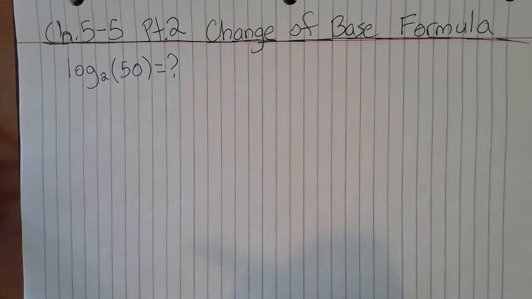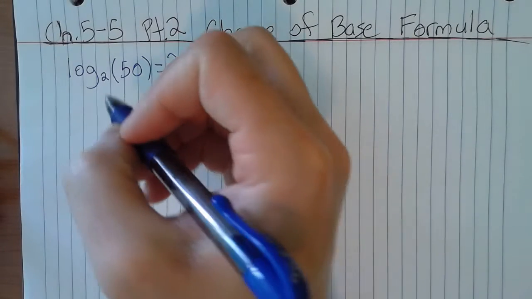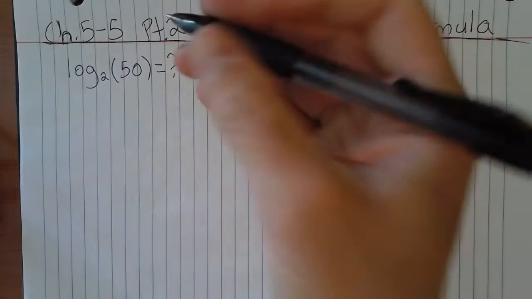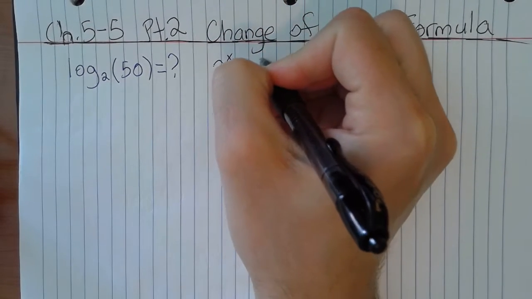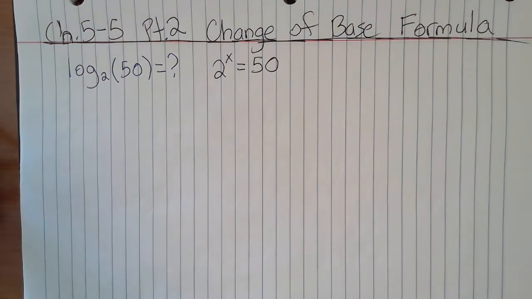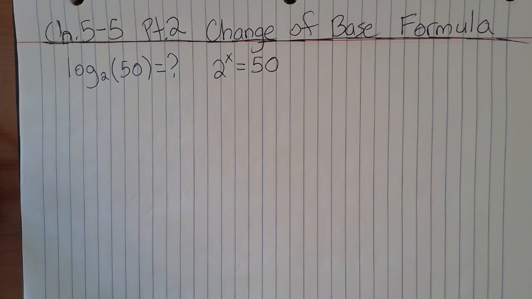So we could make it into an exponential form, and that would look something like 2 to an unknown x would be equal to 50. Now, if we think about the powers that you can raise 2 to, 2 to the 5th is 32. 2 to the 6th is 64. 50 is right in the middle of those two. So we know our answer should be somewhere between 5 and 6, but that is as specific as we can get.